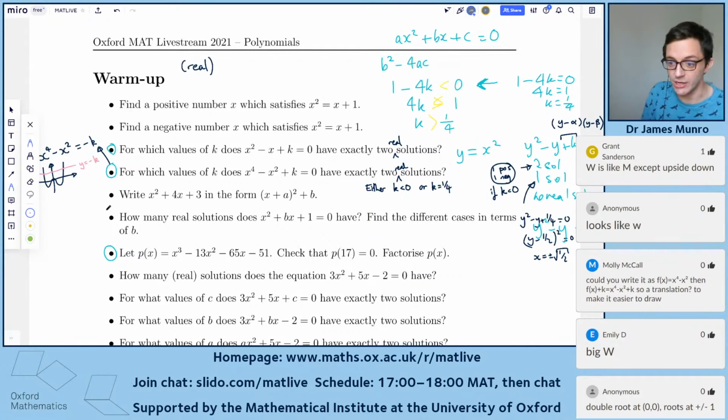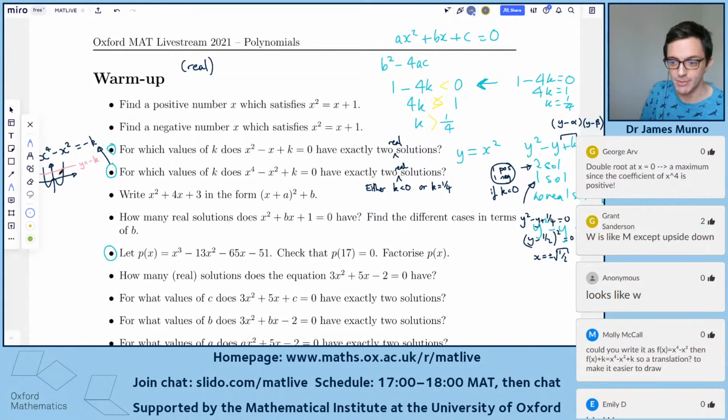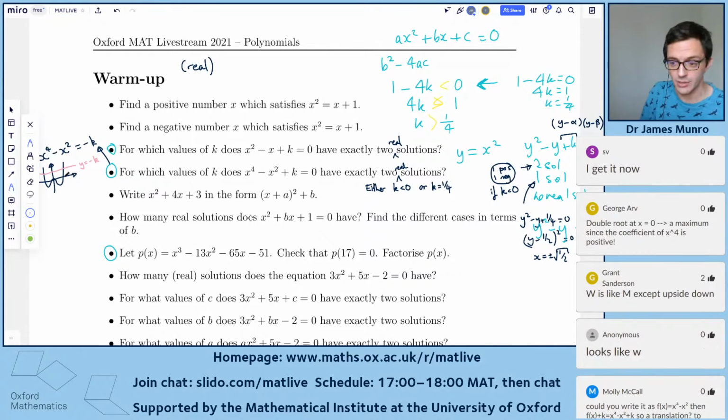So the question asks, when do you get exactly two real solutions? There are two possibilities. Firstly, if your line is really high up, then you'll only get two points of intersection with the W shape. You'll be up the top of the W. That happens if negative k is positive, so that happens if k is negative.